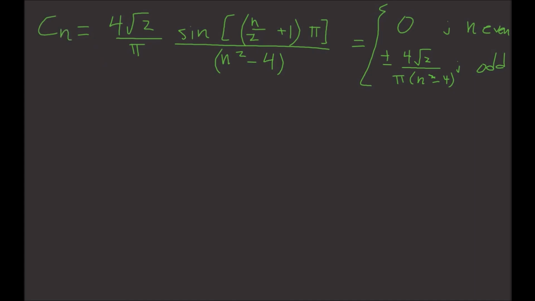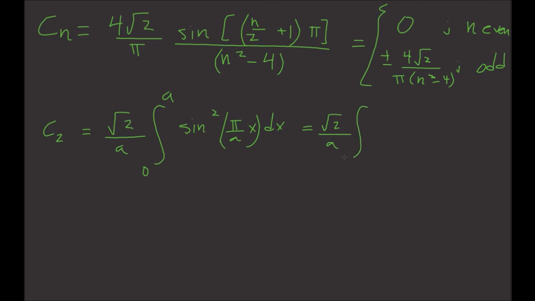So this is basically everything, but we didn't evaluate c sub 2 because we couldn't, right? So this is the square root of 2 divided by a times the integral from 0 to a of sine squared of pi divided by a times x dx, which is equal to the square root of 2 divided by a times the integral from 0 to a of 1/2 dx, which is equal to 1 divided by the square root of 2. This is for n equals 2.